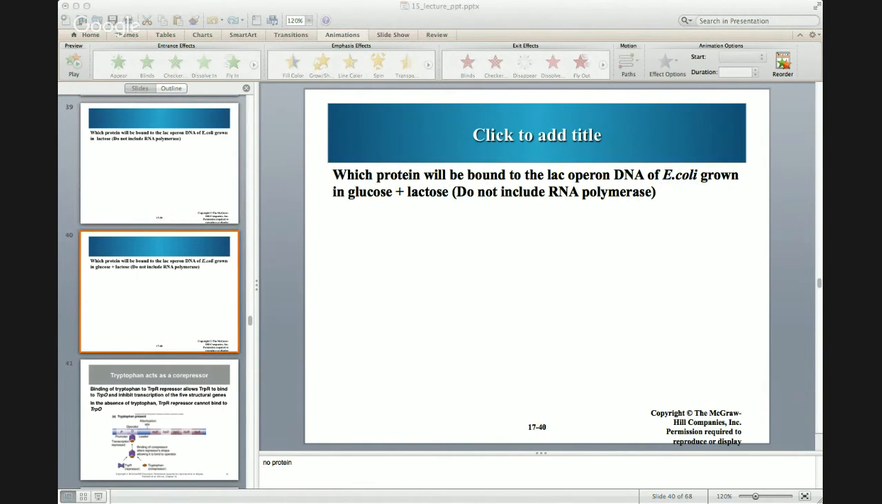Okay, last question. Which protein will be bound to the lac operon when cells are grown in both glucose and lactose? Lactose and glucose are both present. Okay, I'll wait for your answer. Okay, Clementine, I just saw your answer. Yes, you're correct. The complex of the cyclic AMP and regulatory protein, that was correct for the second question.